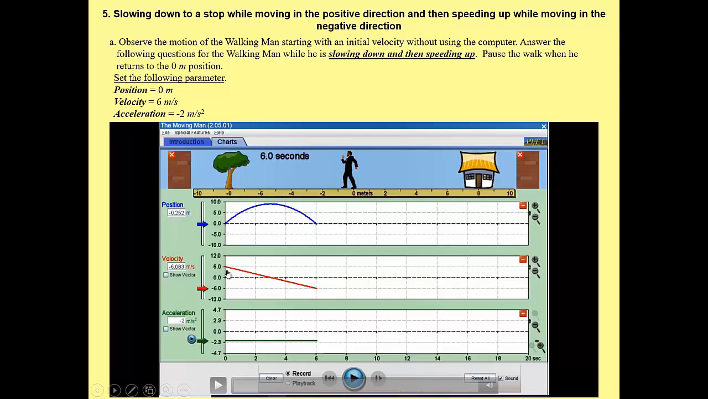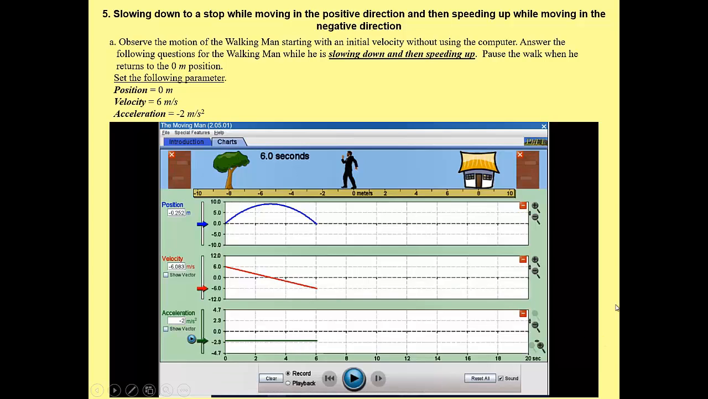We got a single diagonal line, but for the first time, it crossed the time axis. That means it changed direction. Right? Above the time axis is positive velocities. This was when he was moving to the right. And below the time axis are negative velocities. This is when he was coming to the left. But the entire time, the acceleration was negative 2.